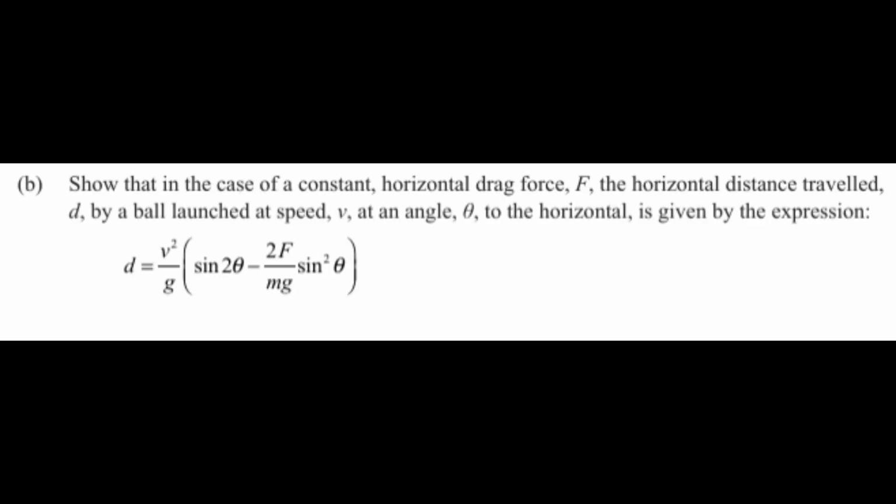Question 3b. A more accurate model of the situation includes a drag force, F, that acts on the ball. This force changes the motion of the ball as it moves through the air. A simple assumption would be that the drag force, F, is constant in magnitude and acts only in the horizontal direction as the ball moves through the air as shown. Show that in the case of a constant horizontal drag force, F, the horizontal distance traveled, d, by a ball launched at speed, v, at an angle, theta, to the horizontal, is given by the expression d equals v squared over g times sine 2 theta minus 2F sine squared theta over mg.